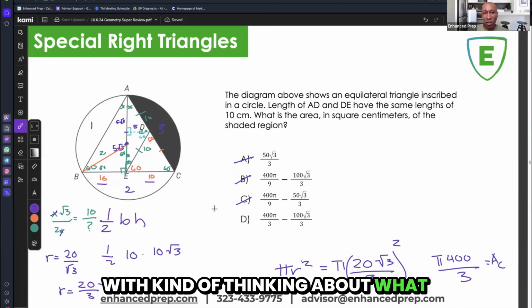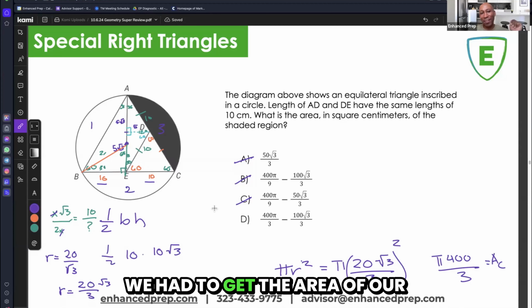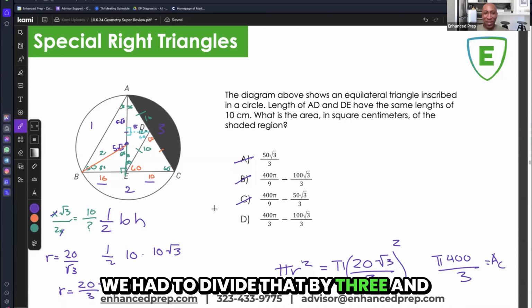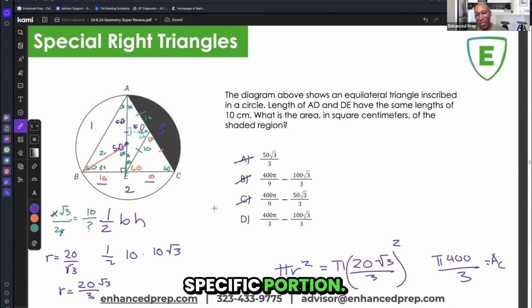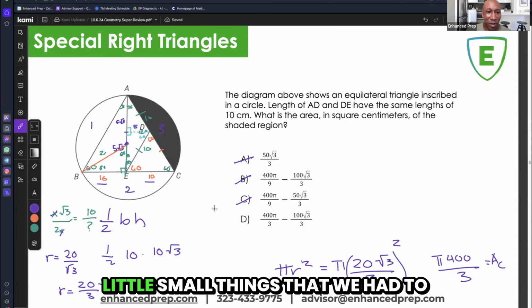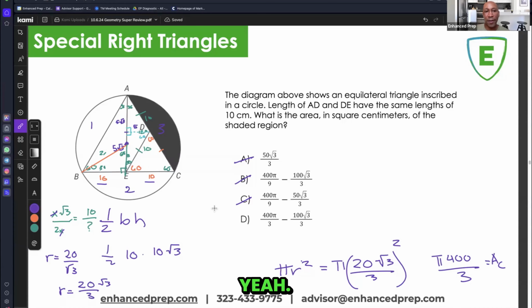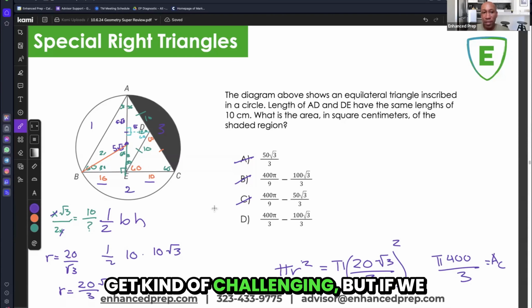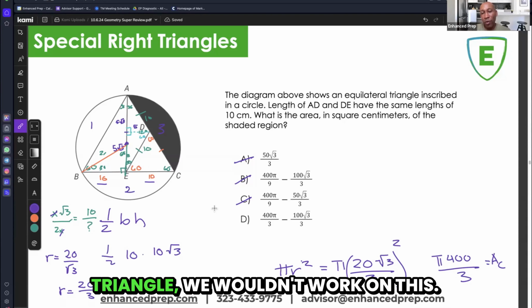With kind of thinking about what all we had to do for this one, right? We had to get the area of our circle. We had to get the area of our triangle. We had to divide that by 3. And then we had to figure out the specific portion. And then again, there's a lot of little small things that we had to do for this one. This is how some of the questions are, right? So just letting you know they can get kind of challenging, but if we didn't have our special right triangle, we wouldn't work on this.